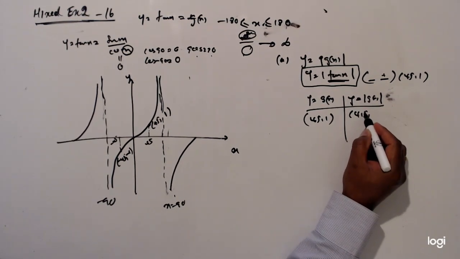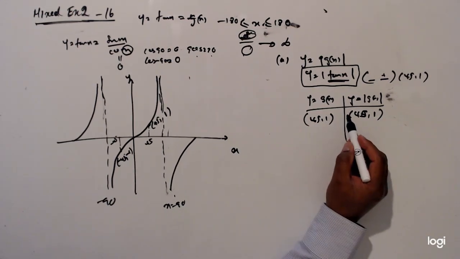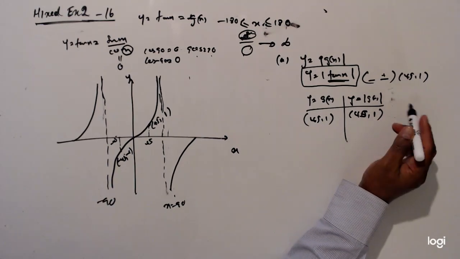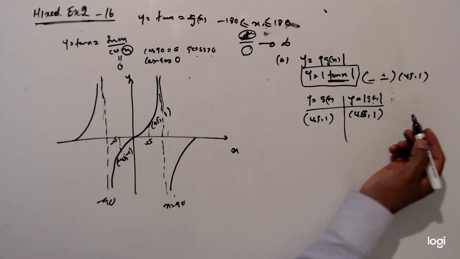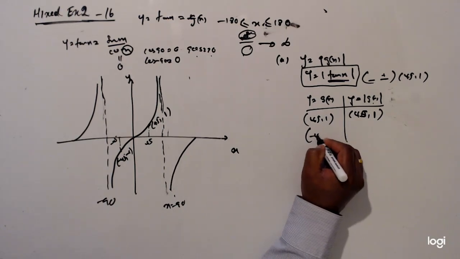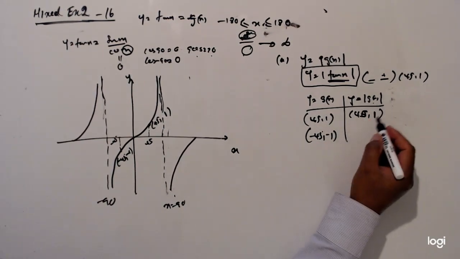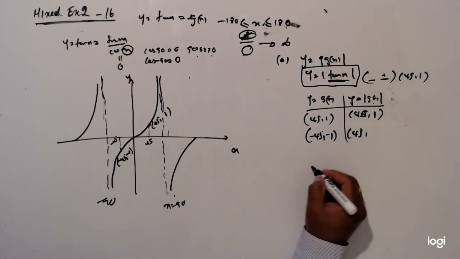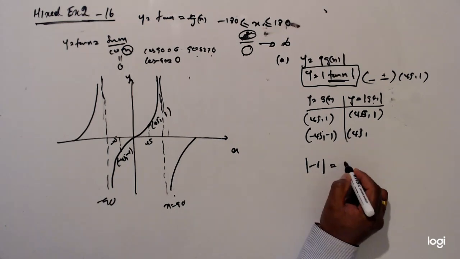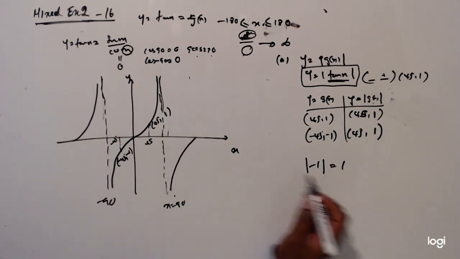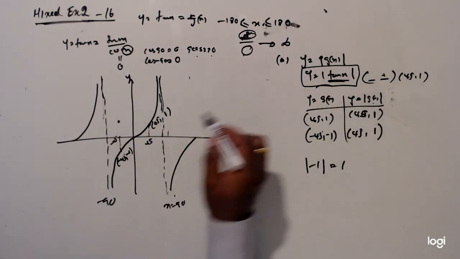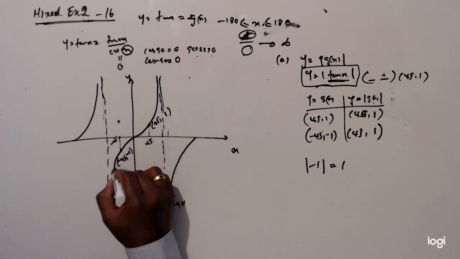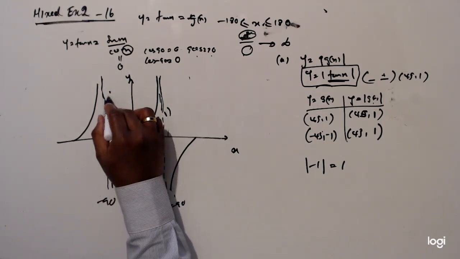So for y equal mod tan x, 45 and 1, because what it says is turn all the negative y values to positive. Now this is positive, we don't need to do anything. But if you look at this point, original graph minus 45, minus 1. When it comes to mod, it's going to be minus 45, 1, because the mod value of negative 1 is 1. So this point is here, and this point is here.